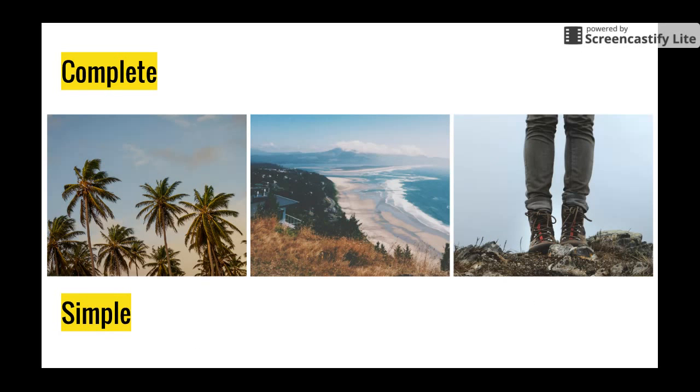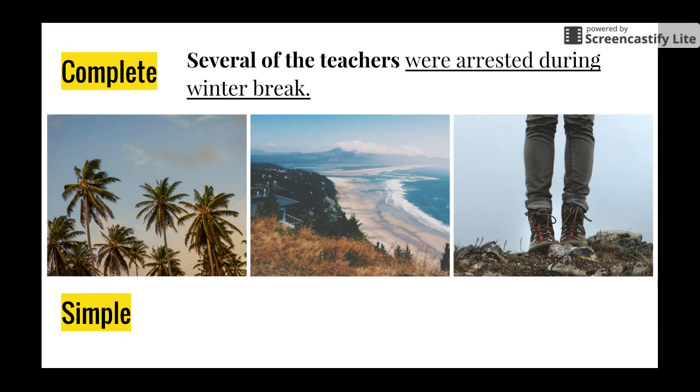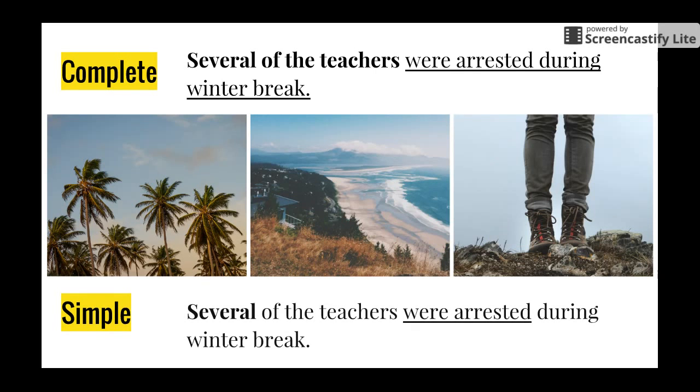Let's look at one more example. Remember those bad teachers who got arrested? Let's look at them. Several of the teachers were arrested during winter break. Several of the teachers is the complete subject. Were arrested during winter break is the complete predicate. You could draw a line right between teachers and were. Our simple predicate is going to be, you guessed it, were arrested. Remember, the simple predicate can be a single word or a word group.